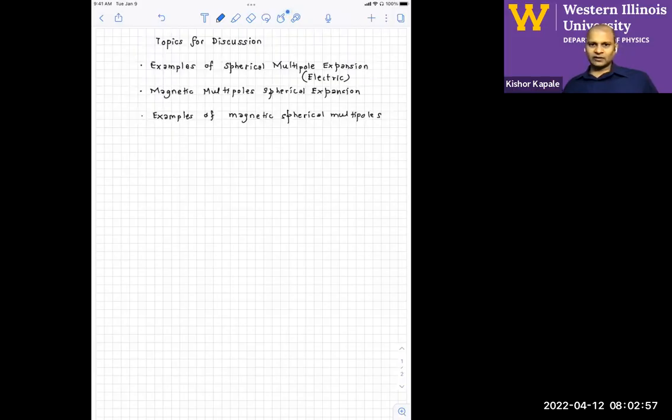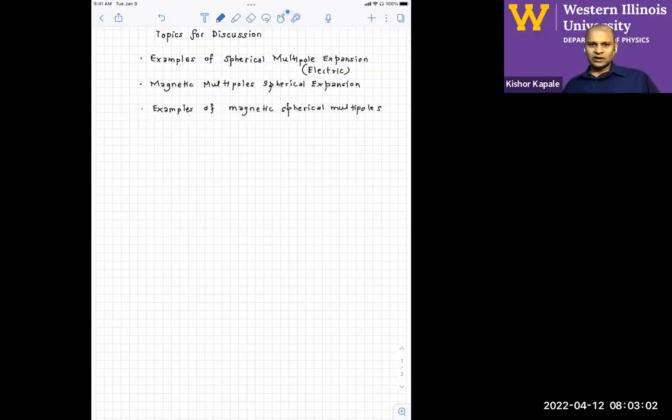So like I said, what we are going to do is look at the examples of spherical multipoles, and then we are going to look at the magnetic multipole expansions, and then we will take a look at examples of those as well, right? So again, the examples actually do come from the book, but it is important to kind of go through them together here in the class.